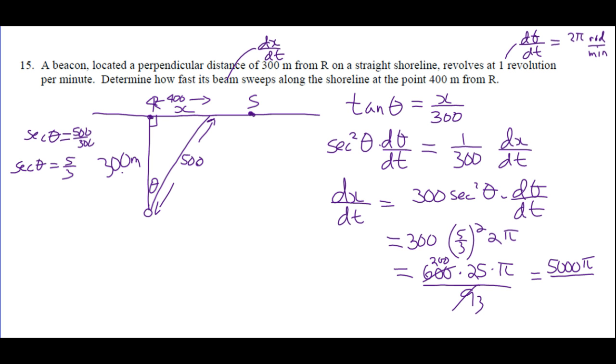Oh wait, 200 times 25. Oh yeah, 5,000 pi over 3 meters per minute. Whatever that is. You say pi is 3, it's like a little bit over 5,000 meters per minute. Which would be a little bit over whatever that is divided by 60 meters per second. Okay. Done.